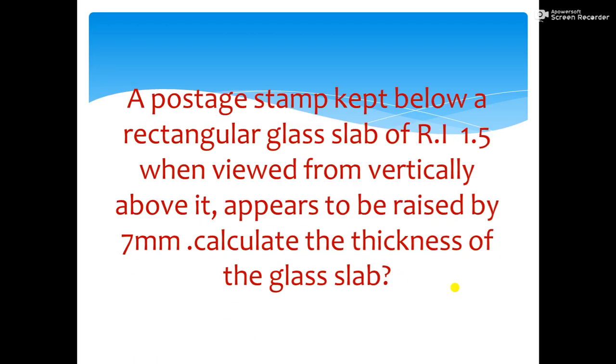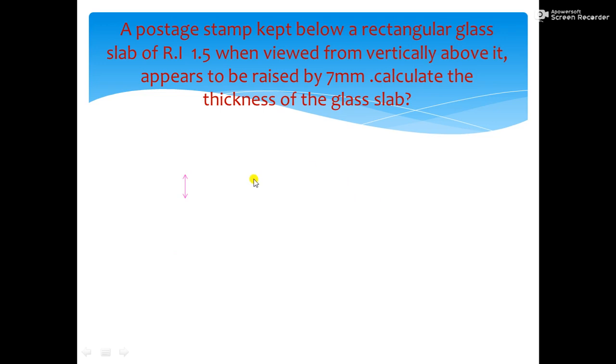And next we are going to discuss a famous numerical related to real depth and apparent depth. A postal stamp kept below a rectangular glass slab of refractive index 1.5, when viewed from vertically above it, appears to be raised by 7 mm. Calculate the thickness of the glass slab. Here the denser medium is the glass slab and the rarer medium is air, and the stamp is kept below the glass slab. Let us see how to solve it.